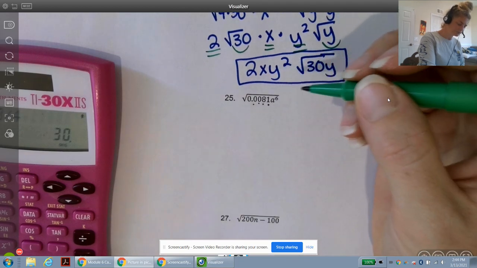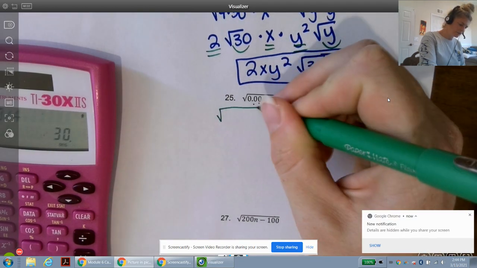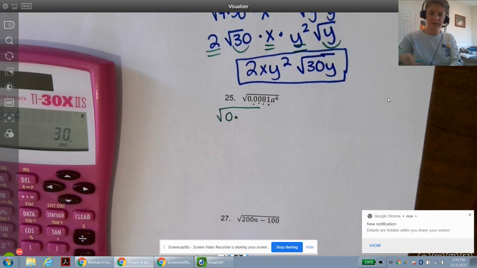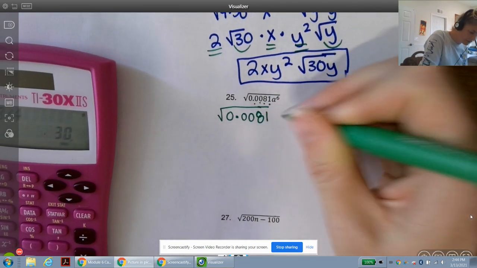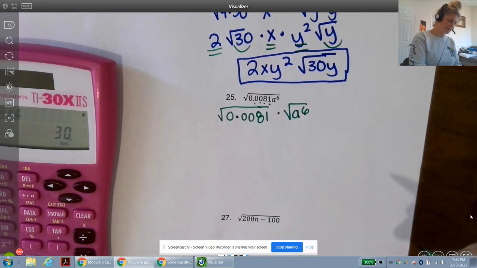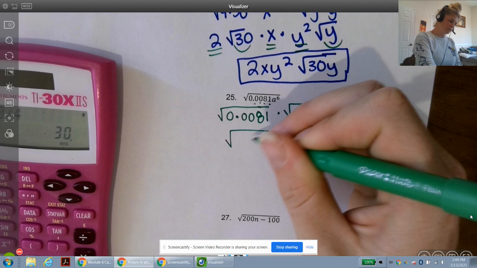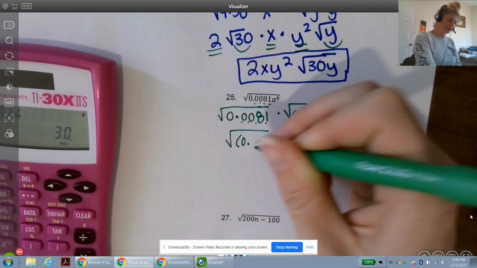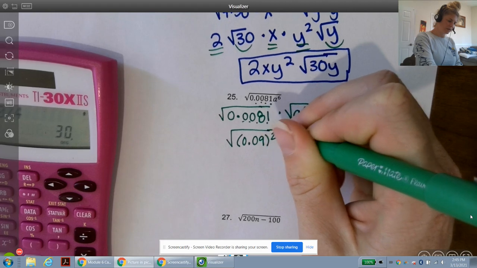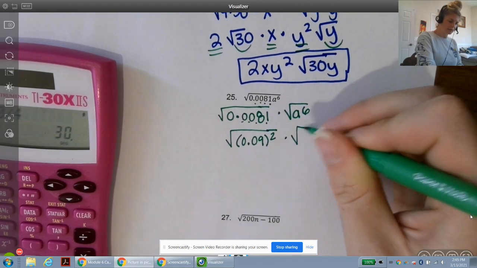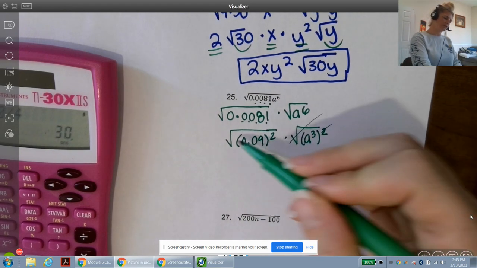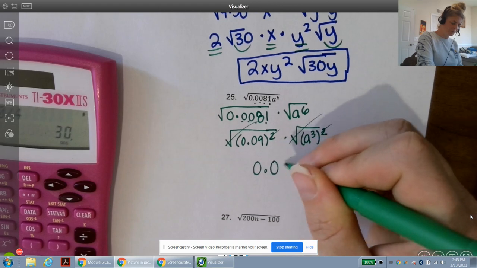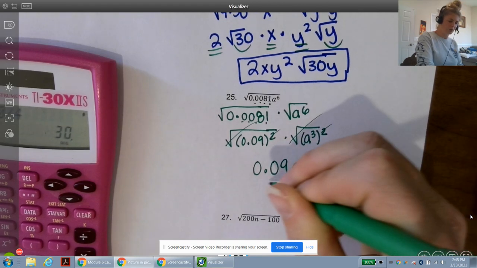So taking a look here, we have the square root of 0.0081 times square root of a to the 6. So this is the square root of 0.0081, 4 decimal places, so 2. Square root of 81 is 9. And this is, remember, we can cut this in half. And we can think about these square roots and squares canceling out to get our final answer of 9/100 a to the 3rd power.